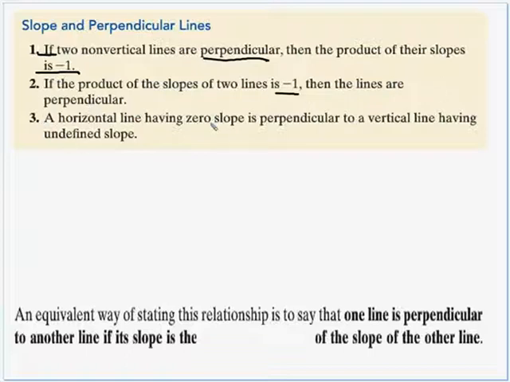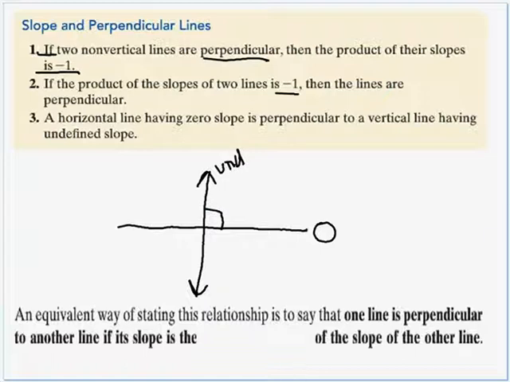A horizontal line having 0 slope will be perpendicular to a vertical line having undefined slope. So again, here is 0 slope, here is undefined. If that's the case, they will be perpendicular.